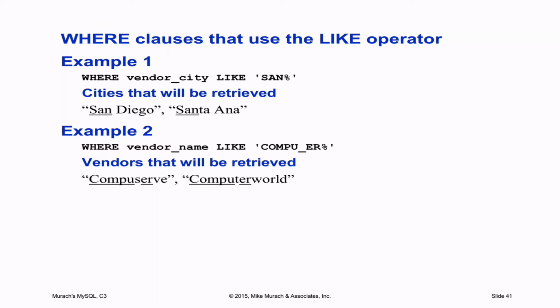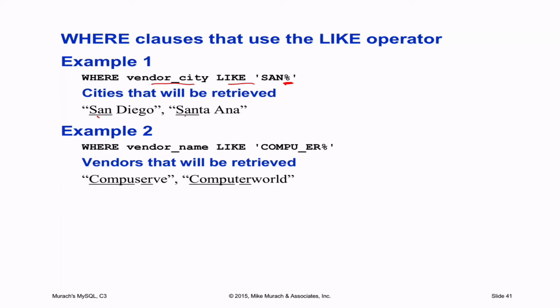So if we used a WHERE clause where vendor city is LIKE, and then you can put in single quotes SAN, capitalized, that's important, there's a distinction, and that's how you want to express it, but we've got it in single quotes. And then you've got the wildcard, it's going to look for everything that starts with SAN. So we can see here San Diego and also Santa Ana.